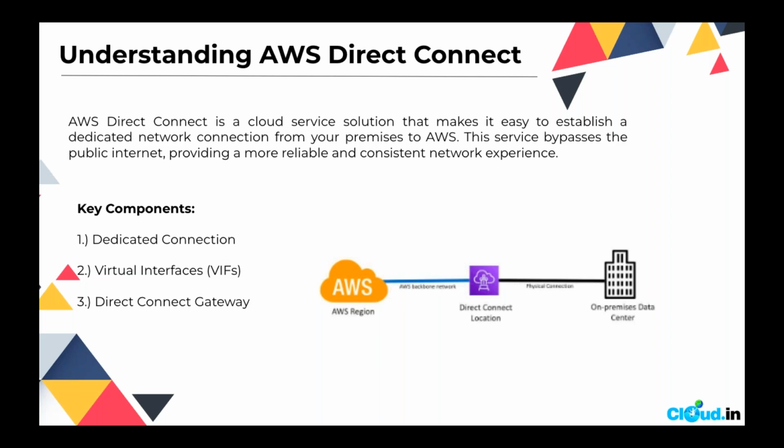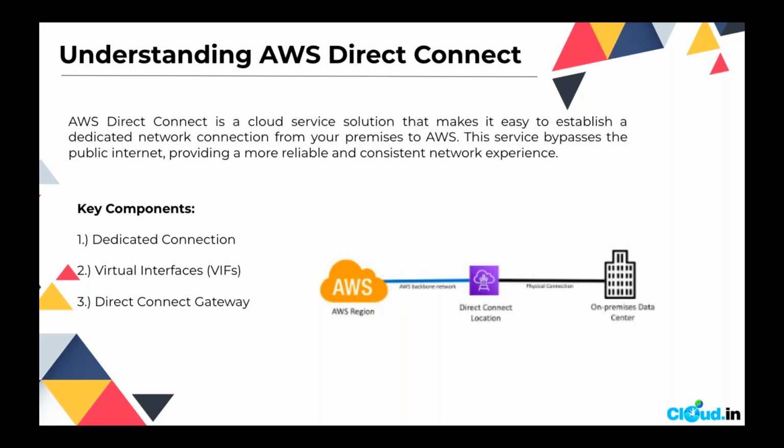Second is the virtual interface. It is a logical connection that allows you to access different AWS services, because we don't need to be connected to only a particular region. So what are the compatible services from AWS that you need? The virtual interfaces are of two types, public and private.